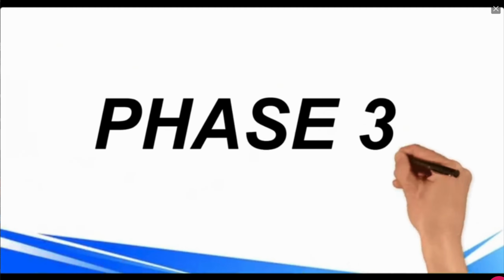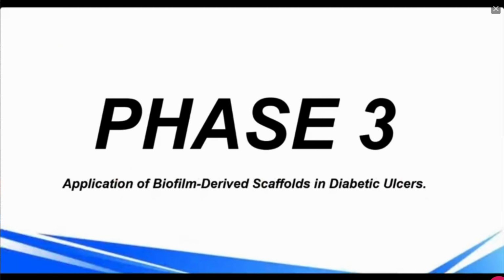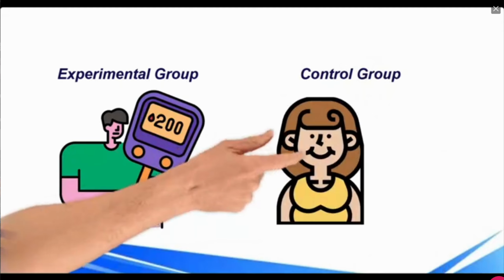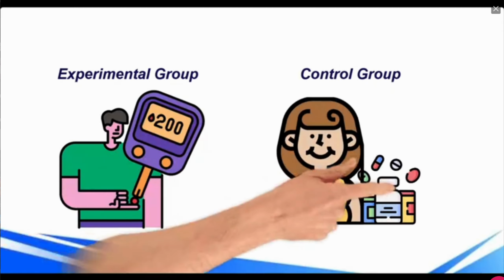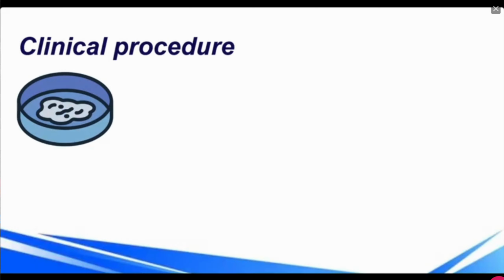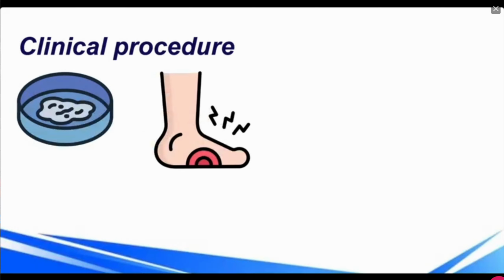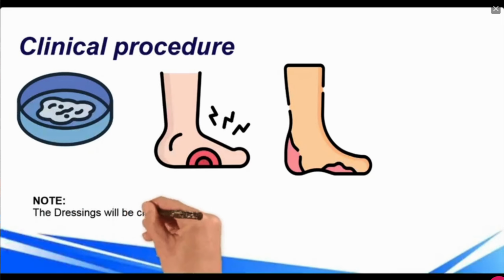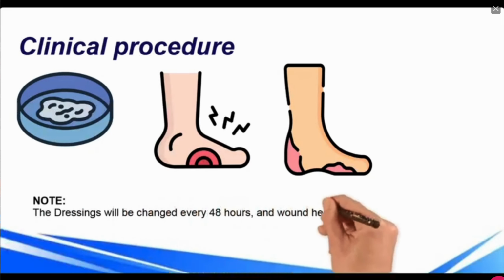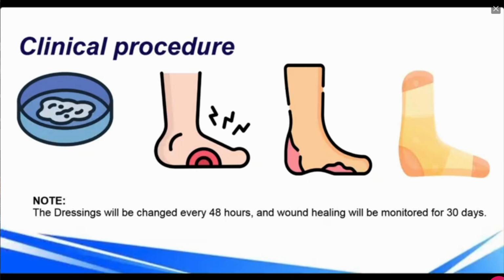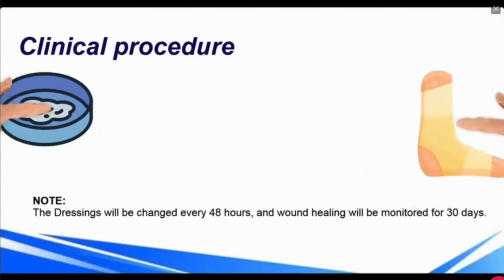Phase 3: application of biofilm-derived scaffolds in diabetic ulcers. Experimental group: diabetic patients with ulcers who will receive treatment with the biofilm-derived scaffold. Control group: diabetic patients with ulcers who will receive standard treatment with dressings and traditional care. Clinical procedure: the biodegradable scaffold will be applied directly to the ulcers, covering the wound with biofilm-derived material and sterile dressings. Dressings will be changed every 48 hours, and wound healing will be monitored for 30 days.